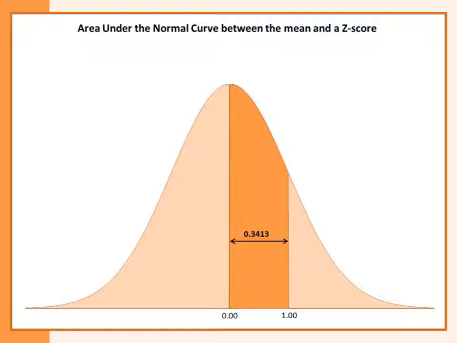To illustrate what this looks like, we draw the normal curve, and we identify the value of 1.00 for a z-score, and we see here that the area between the mean and a z-score of 1.00 is 0.3413.